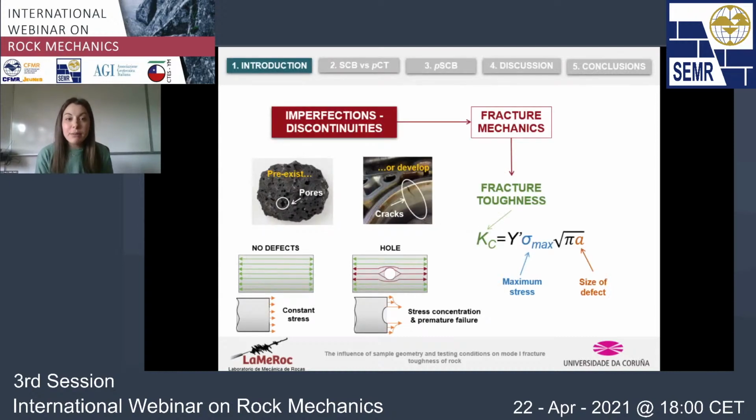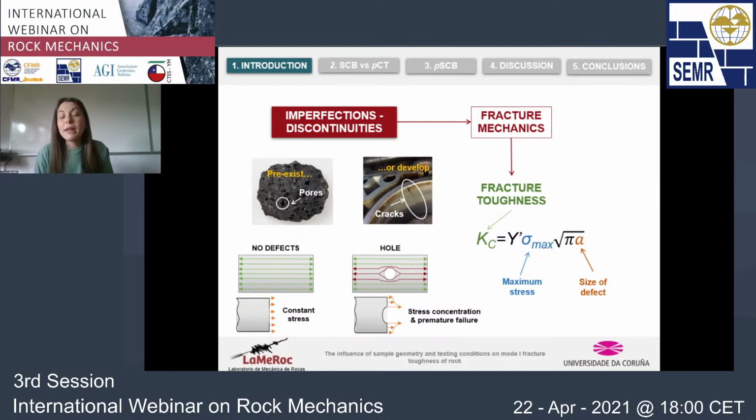But to introduce the concept of fracture toughness, we need to have in mind that no material is perfect and that all materials contain defects. And these defects or discontinuities exist at all scales. These imperfections can, for instance, pre-exist in a material. Here we have an example of a rock containing some pores, or they can also develop during operation, like in the case of cracks. So the presence of these defects produces a stress concentration that can lead the material to fail before we expect, before the critical strength is reached.